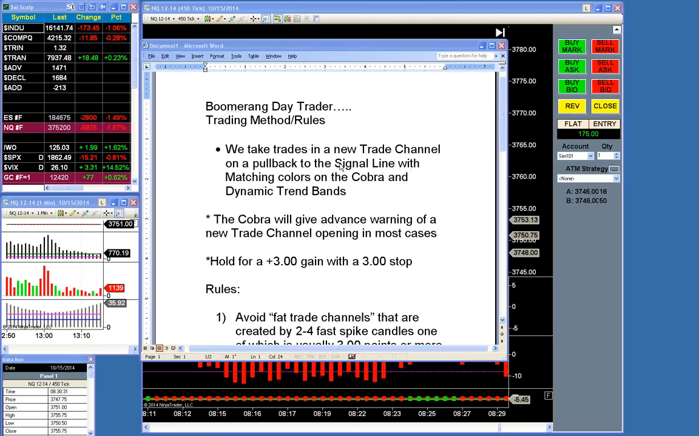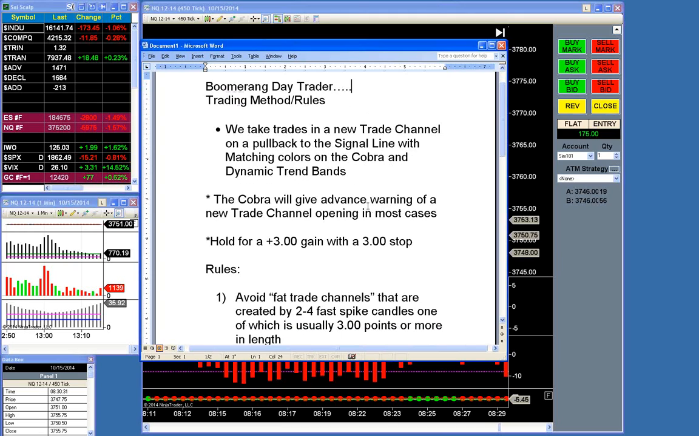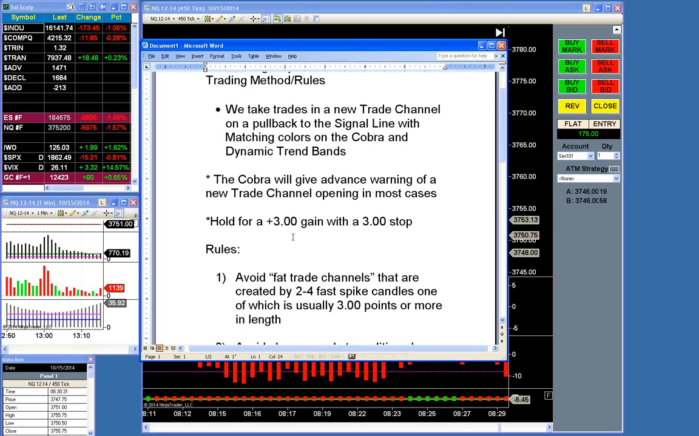Take trades on a new trade channel on a pullback to the signal line with matching colors on the Cobra and the dynamic trend bands. The Cobra will give an advance warning of a new trade channel opening in most cases. So when you see the Cobra change, you say, okay, probably a trade channel coming up. It gives you some time to look at the other configurations on the chart and make sure it's right. Hold for a 3-point gain with a 3-point stop.